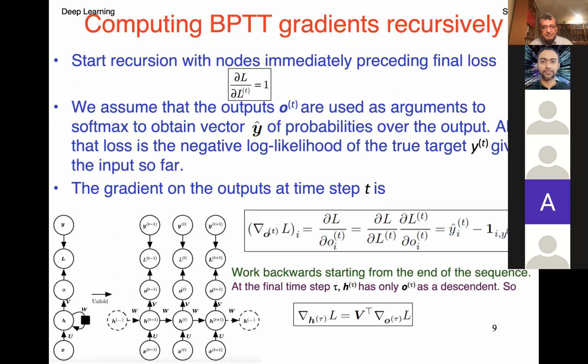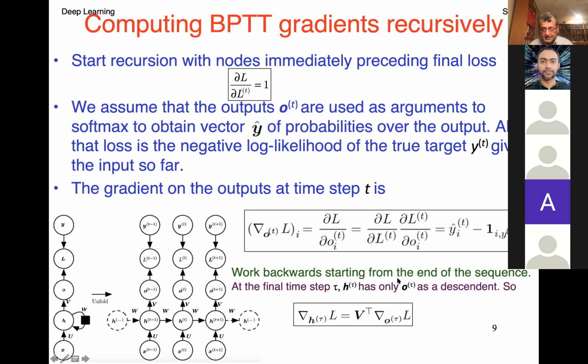Computing BPTT gradients recursively, we start the recursion with nodes immediately preceding the final loss. All right, we start with the final loss over here, L^(t+1). We assume that the outputs o^(t) are used as arguments to softmax to obtain a vector y-hat of probabilities. Also, the loss is the negative log likelihood of the true target given the input so far. The gradient on the outputs at time step t is given by this quantity, the partial derivative of L with respect to o_i^(t), and that can be written like this by the chain rule. And that's the first step.